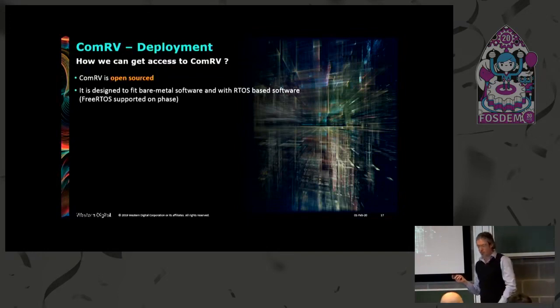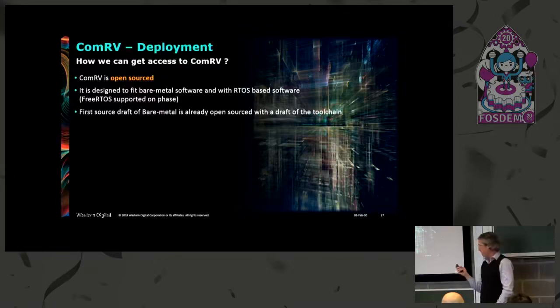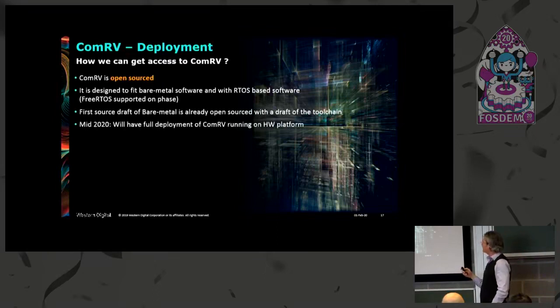It's designed to fit bare metal software and RTOS-based software. We are currently targeting FreeRTOS to support that, so it will be threaded with FreeRTOS. The first source draft of bare metal is already open source, as I said. The support for FreeRTOS is on the go, so it will be soon. And also on the GitHub, we can see a draft of the toolchain itself. It's already built for Debian targets, but soon it's all going to be also open source, so pay attention.